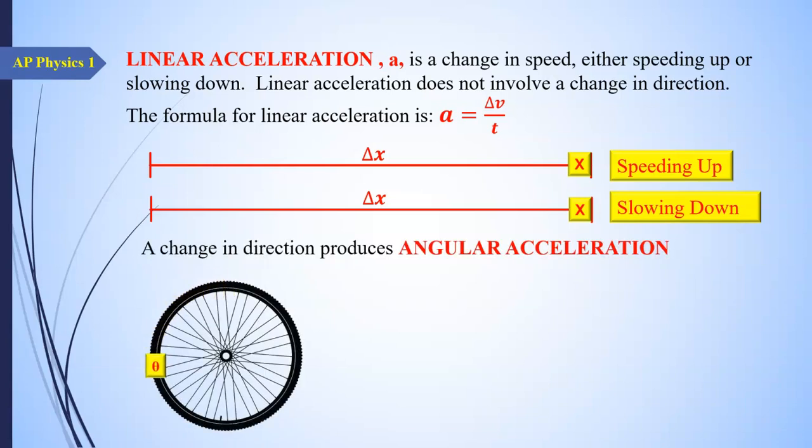Okay, a change in direction produces angular acceleration. So we see the wheel is turning at a constant velocity.